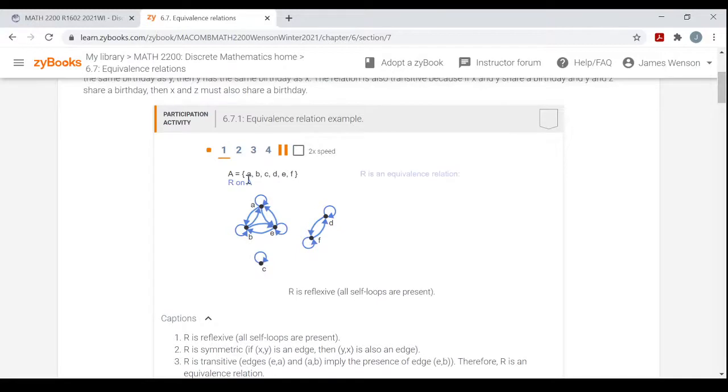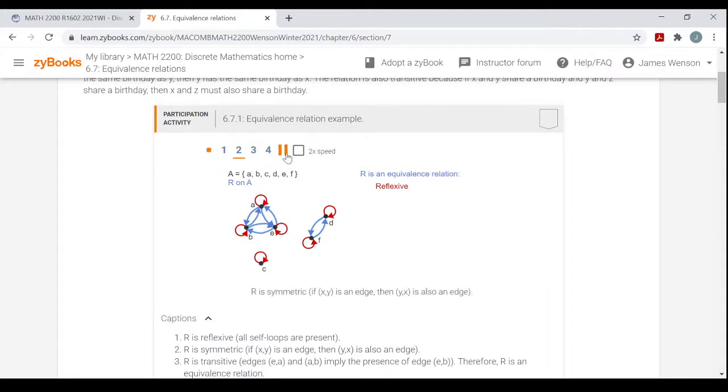So we have a set A with elements A, B, C, D, E, and F, and an equivalence relation called R on set A. And they drew up all the arrows, all the relationships. So it's reflexive, because remember, to be reflexive means every single element is related to itself. So you see the self loop on every single element.